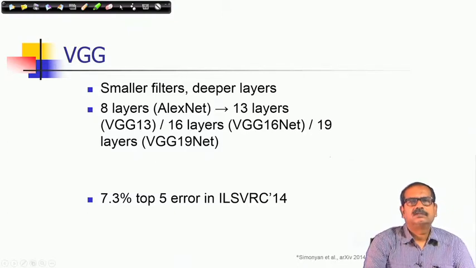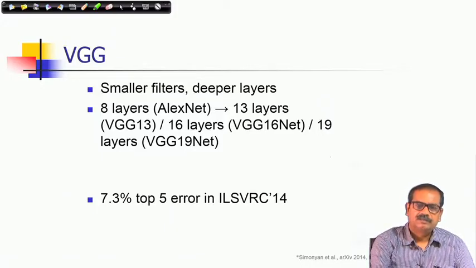So, VGGNet uses different numbers of layers in its architecture. There are 13 layers, which is called VGG 13. There are 16 layers, which is VGG 16, or 19 layers, which is called VGG 19.